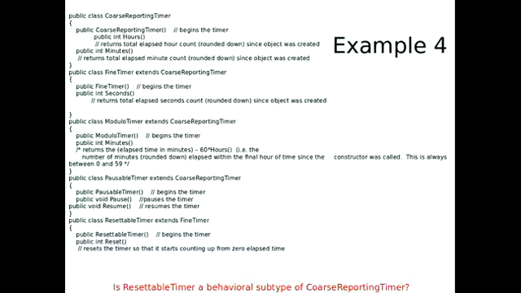So here we subclass this one, the course reporting timer. But here, we're going to override minutes. We're going to override minutes to return the number of minutes, not counting hours. It's the number of minutes within the full hour. So in other words, if it's 1 hour and 40 minutes, we'll return 40. If it's 5 hours and 33 minutes since it was created, we'll return 33.